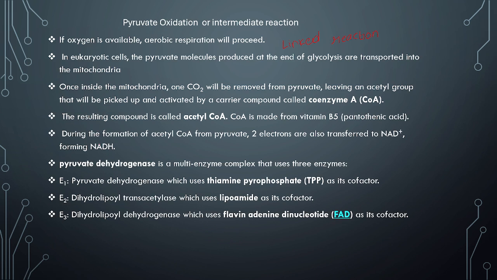First, we will discuss these points one by one. If oxygen is available, aerobic respiration will proceed. If oxygen is unavailable, anaerobic respiration will proceed and forms lactic acid. In some bacteria, alcohol is also produced by fermentation. In eukaryotic cells, pyruvate molecules produced at the end of glycolysis are transported into the mitochondria, especially the mitochondrial matrix.